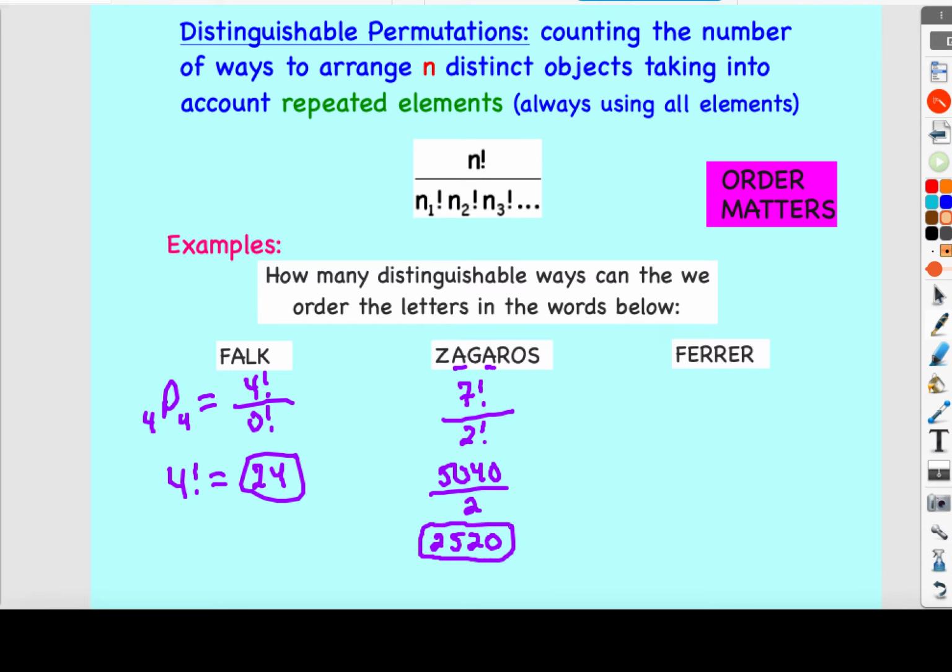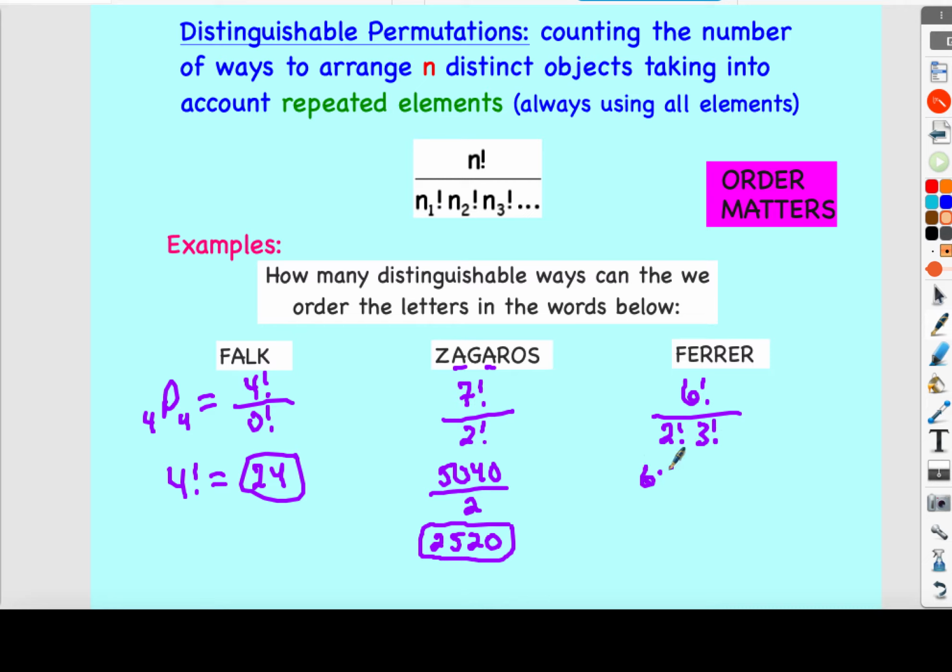Purely because every time we switch the A's, we wouldn't know the difference. Well, let's do the same thing over here. We've got 6 letters, so 6 factorial. F is only in there once, so technically you could say divided by 1 factorial, but we've got 2 E's and we have 3 R's. Well, the number of ways we can reorganize the R's then is 3 factorial ways to do that.